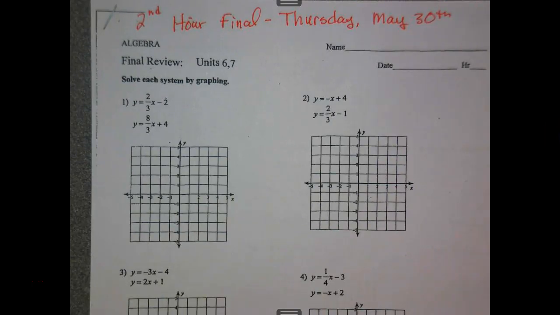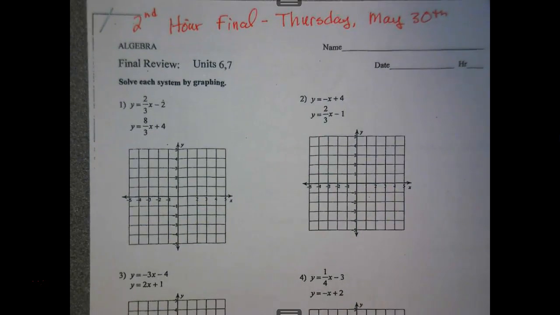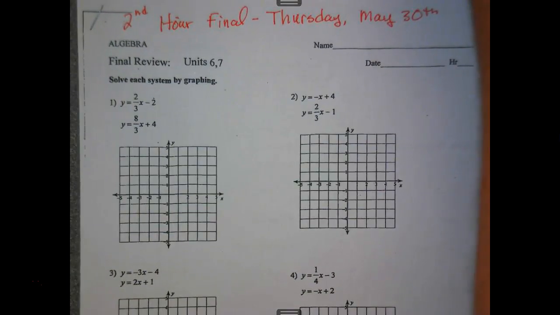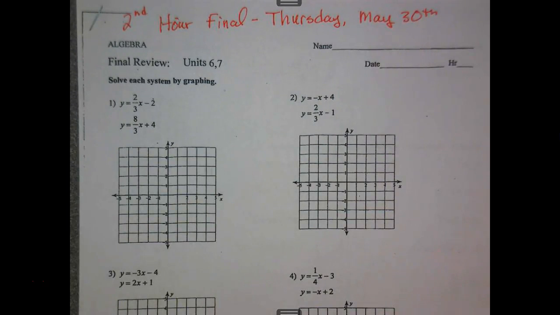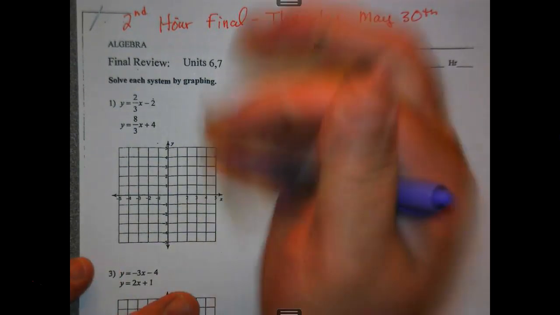Solving systems of equations was the first unit we did semester 2. We used three methods: by graphing, by substitution, and by elimination. By graphing, we had to draw a line. So I'm going to draw this line.